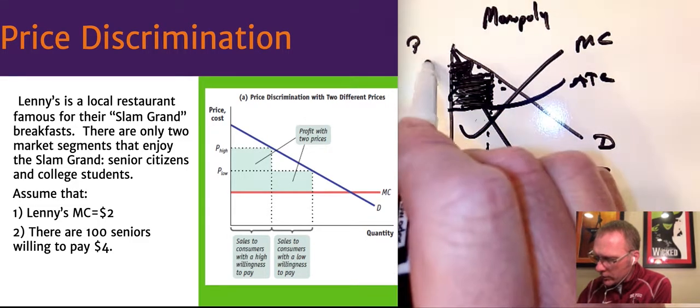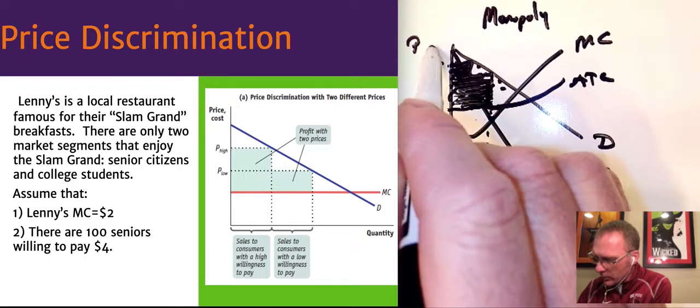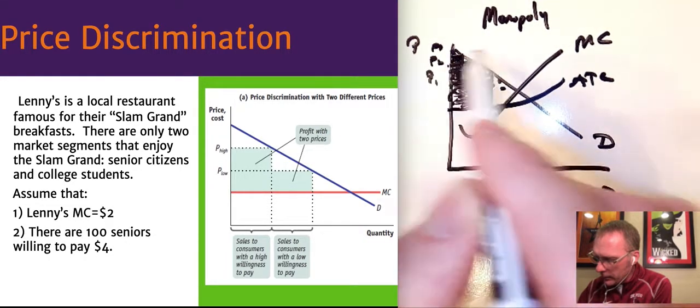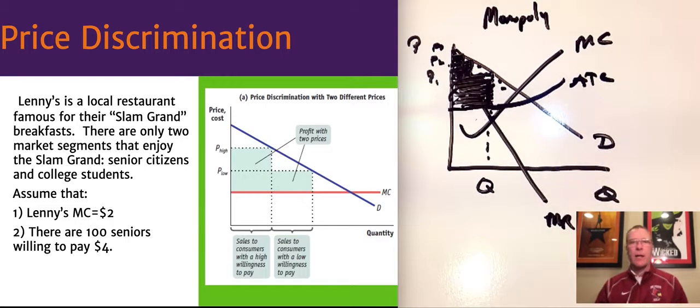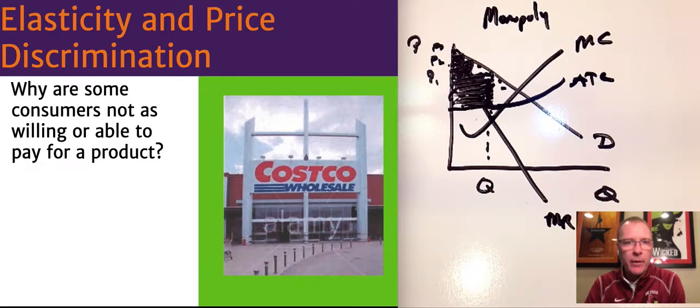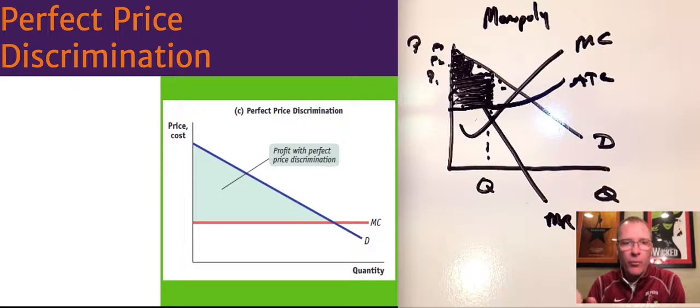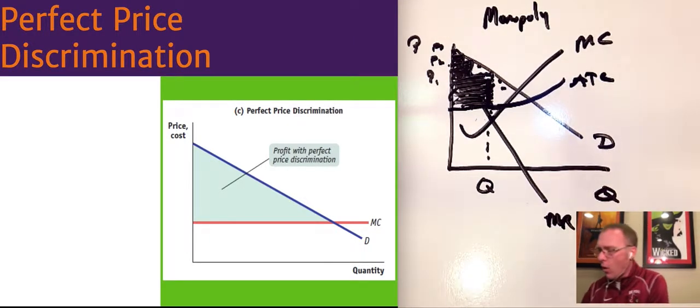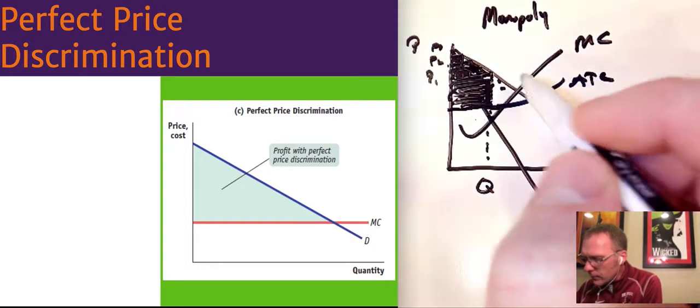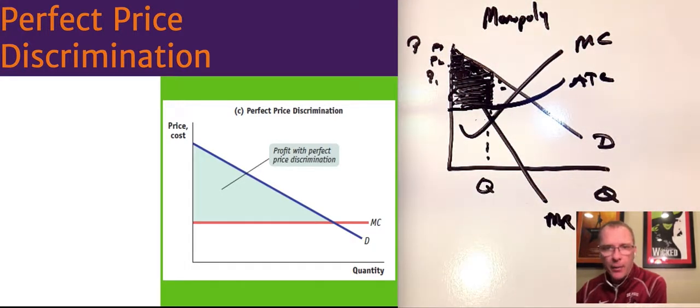And then what if I could charge, so that was like a P2, what if I could charge a P3, like way up here, and get that little teeny tiny box? And I could keep going and getting all of those boxes of profit. If I could get every single price, I would fill in all those little gaps until eventually I could get an entire triangle of profit. So if you look at this one, there's perfect price discrimination. I could get all this in here.